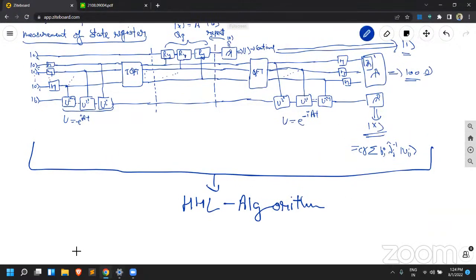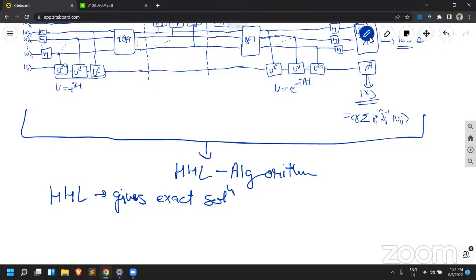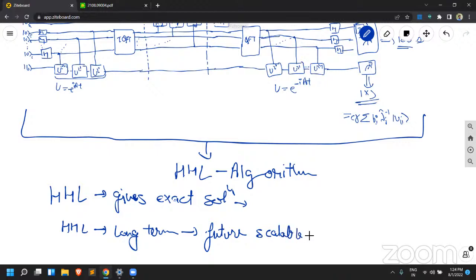Now, one thing that must be noted is that although the HHL algorithm gives us the exact solution, it is not an algorithm that you can easily perform on a noisy device. So it has been classified as one of the long-term algorithms. Long-term meaning that in future, when we have commercializable, scalable quantum computers, then we can use the HHL algorithm to solve any set of linear equations.